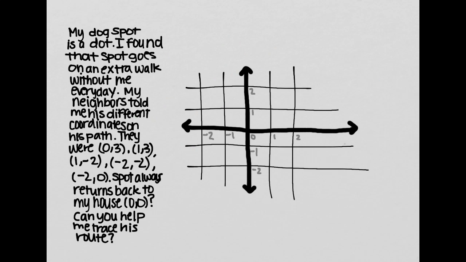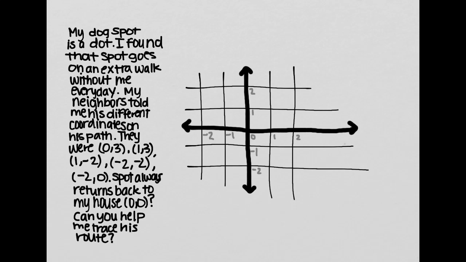Okay, so let's do a little bit of a complicated example. My dog Spot is a dot. Okay? I found that Spot goes on an extra walk without me every day. So I went and investigated, and my neighbors told me his different coordinates on their path. They were 0, 3, 1, 3, 1, -2, -2, -2, and -2, 0. Spot always returns back to my house, which is 0, 0. So can we help me trace his route?